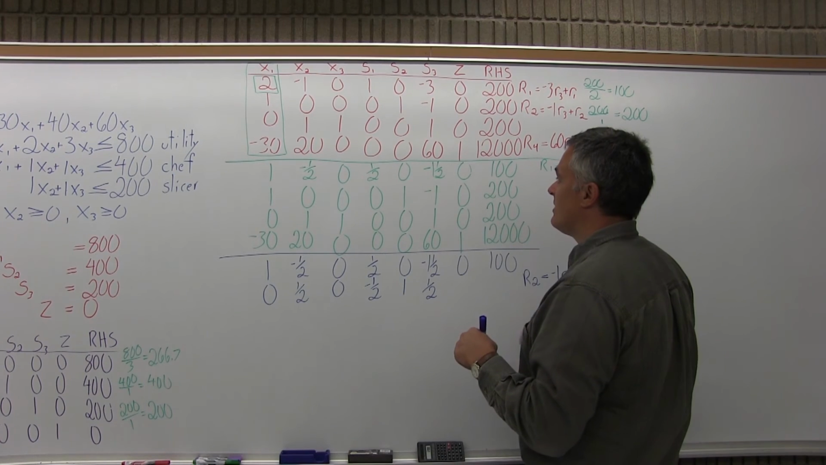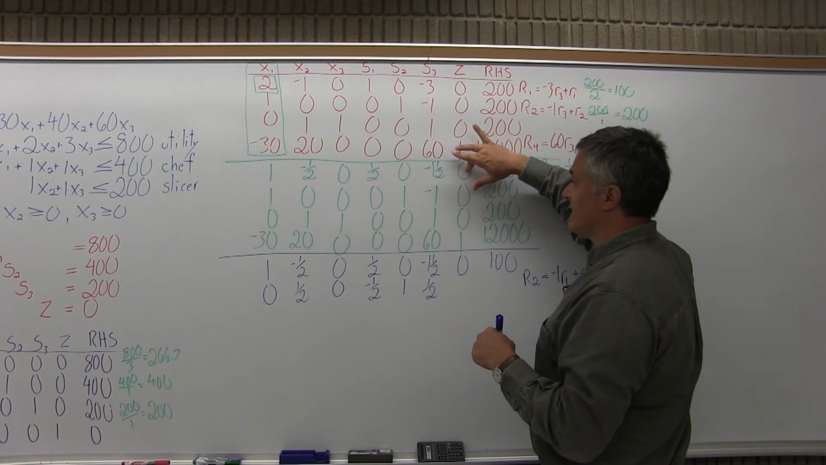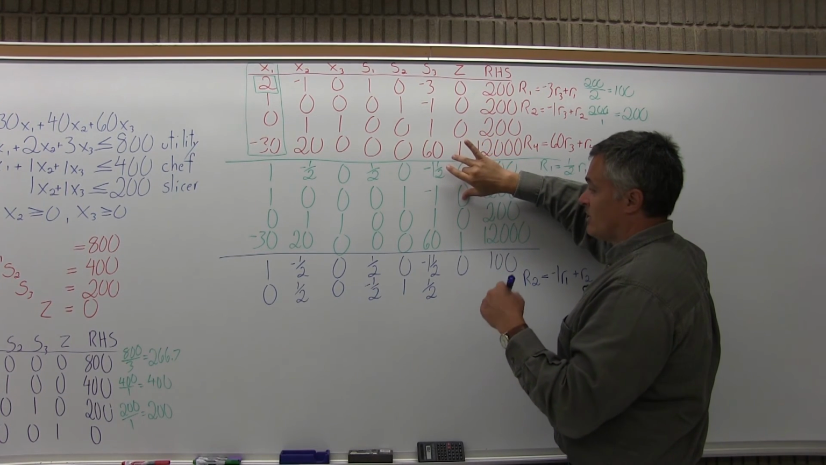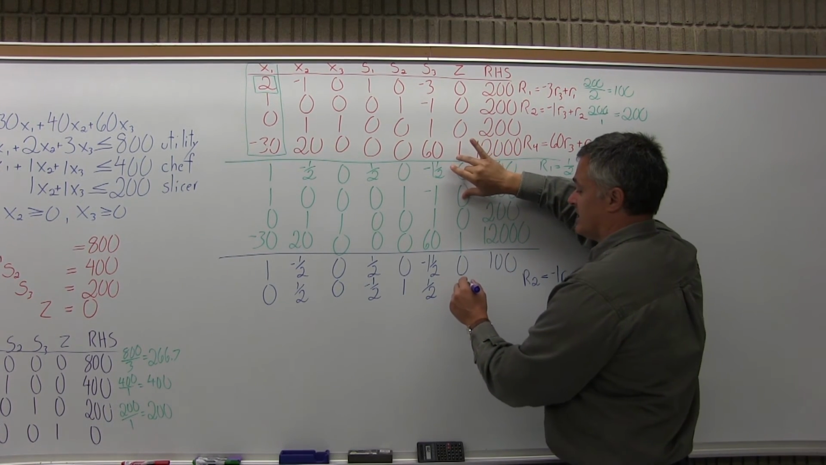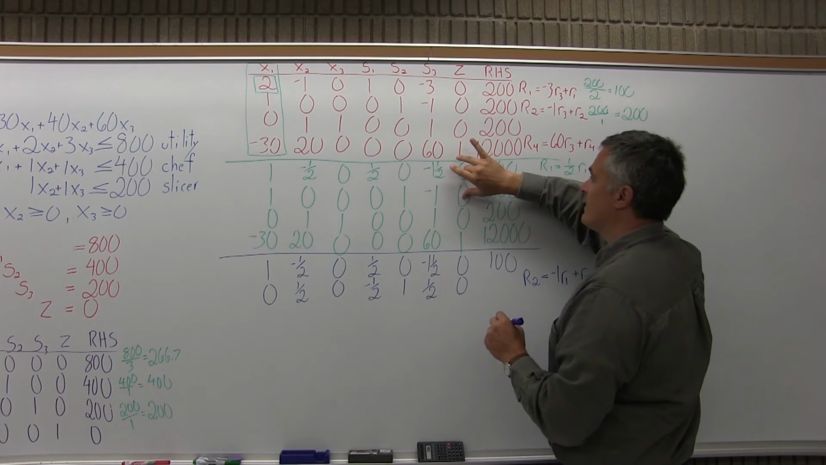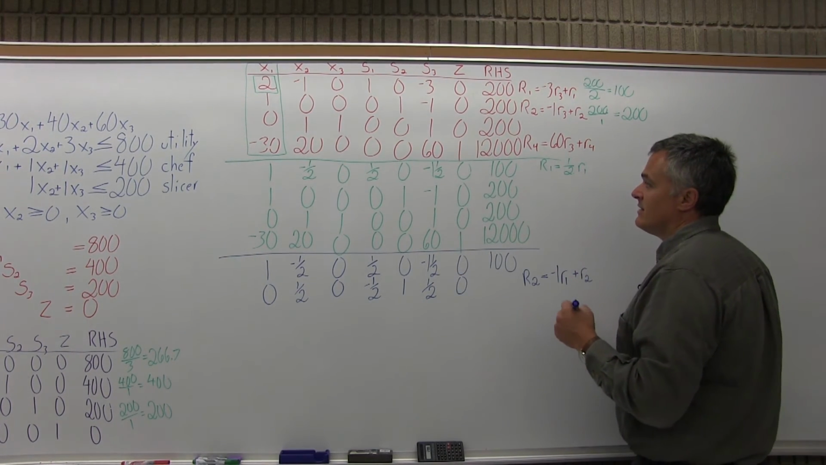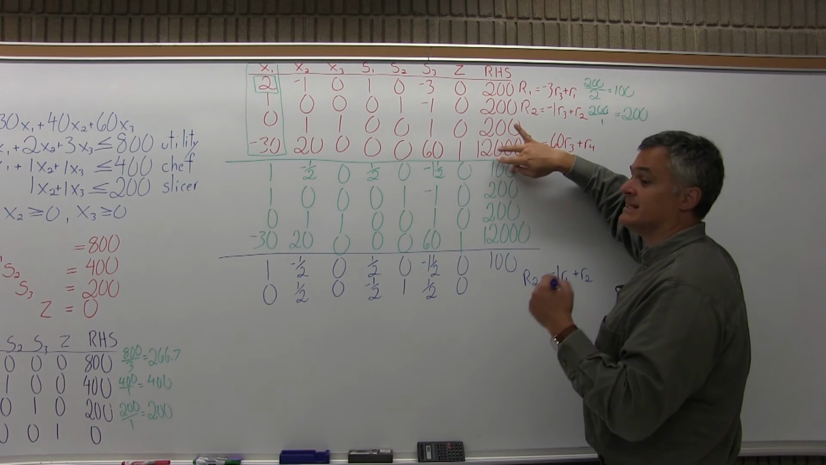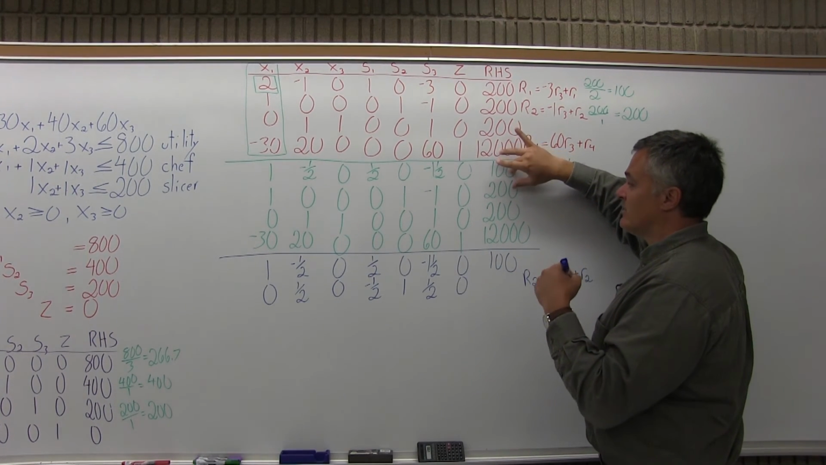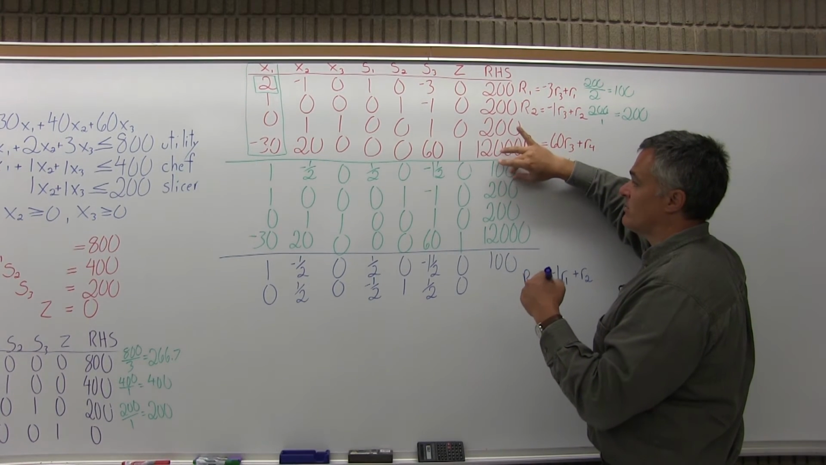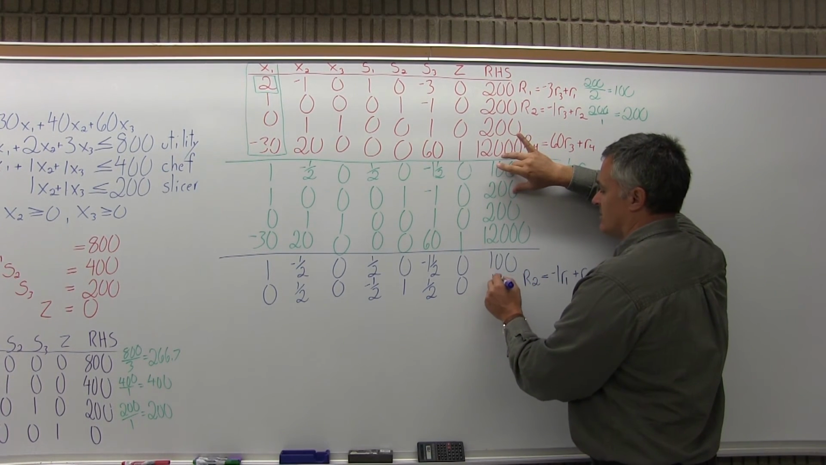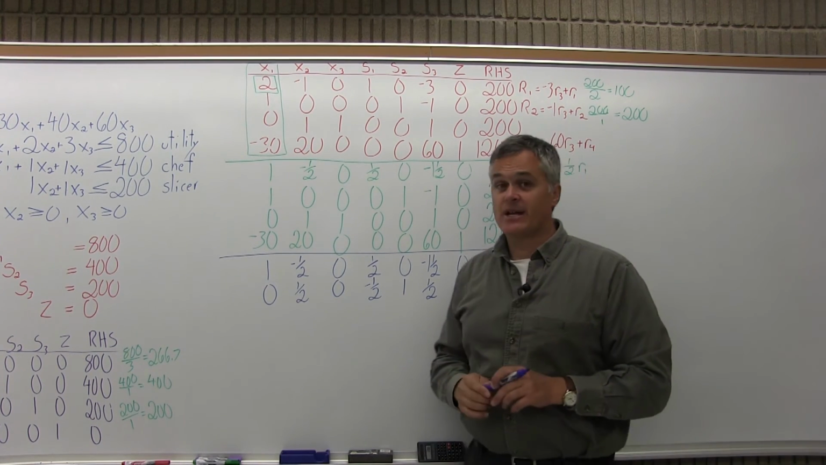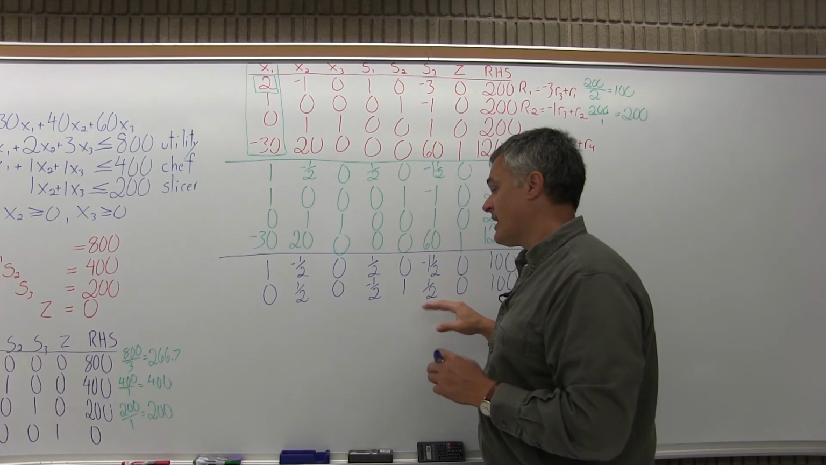Next is the Z column. -1 times row 1 is -1 times 0, which gives me a 0. Then you're going to add that to what's in row 2. So you're going to add 0 plus another 0, which is 0. And then finally, the RHS column, -1 times row 1 is -1 times 100. That's -100. You're going to add that result to what's in row 2. So you're going to add -100 plus +200. So that's +100. So that completes row 2 of my tableau.